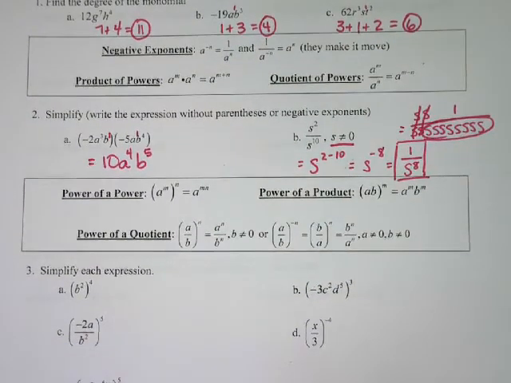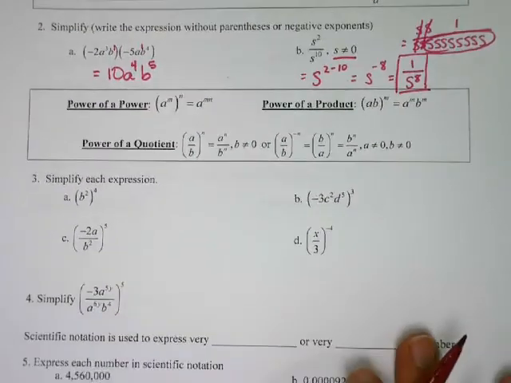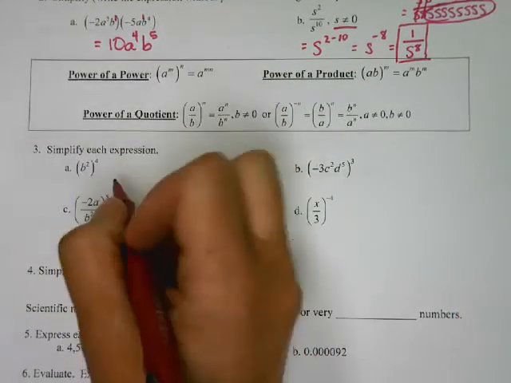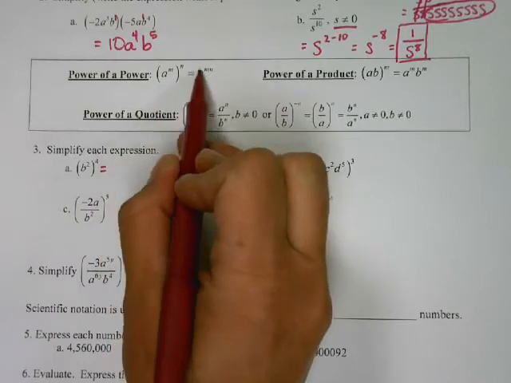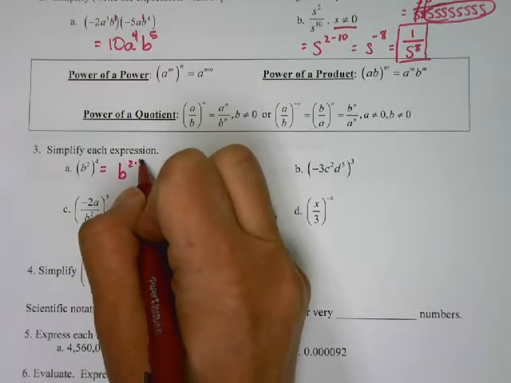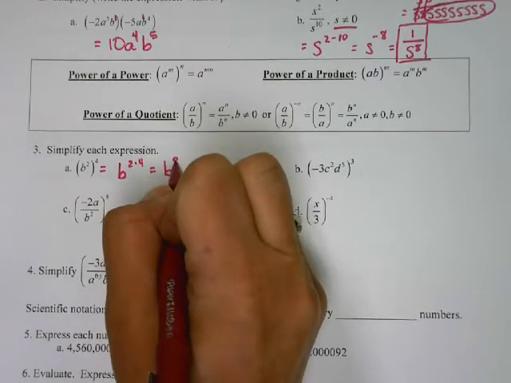All right, here we go. So let's try some. b squared to the 4th. Power to a power says I multiply. So I have b to the 2 times 4, or b to the 8th.